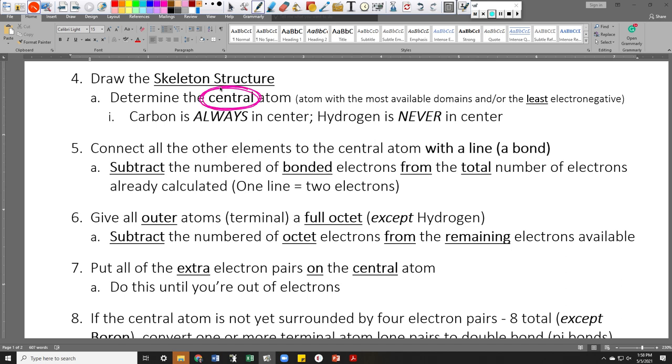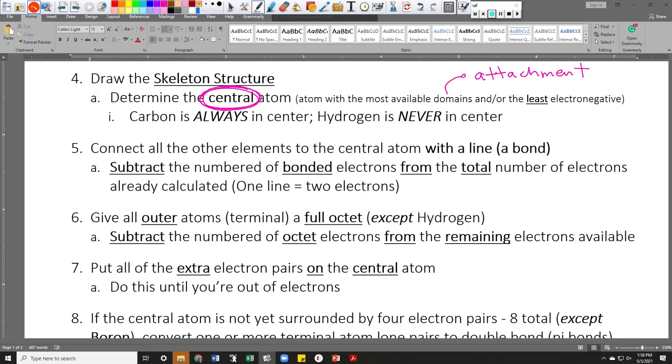Now I know what your question is. How are you supposed to know what the central atom is? I'm going to tell you the rule, and then I'm going to give you a tip and trick. Here's the rule. It's the atom with the most available domains. What was a domain? You read it twice yesterday. Very good. It's an attachment point.